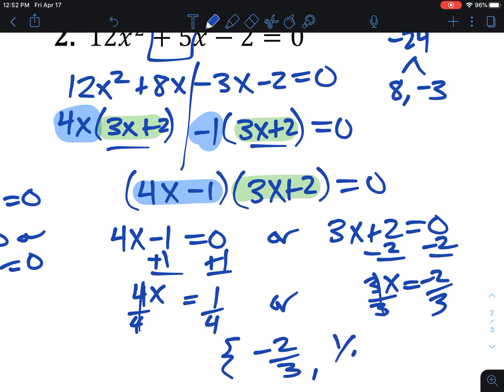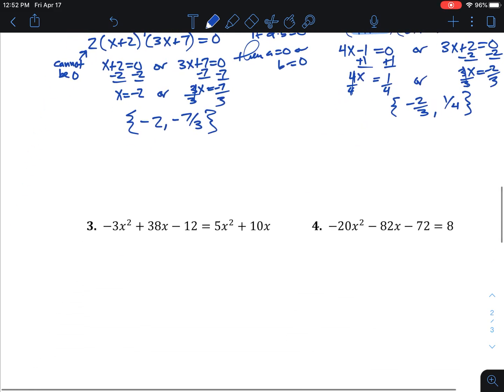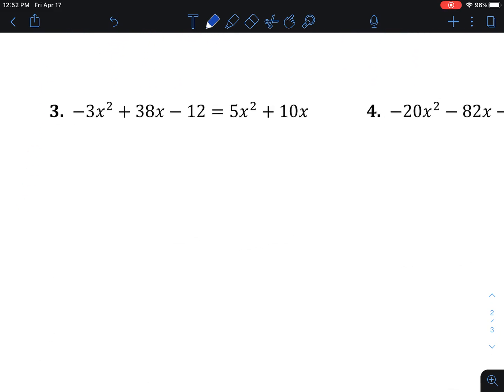Those are our two options here for x. We say "or" because x can't be two numbers at the same time, but it can be either of those numbers. Okay, moving on to this one, looks kind of crazy.